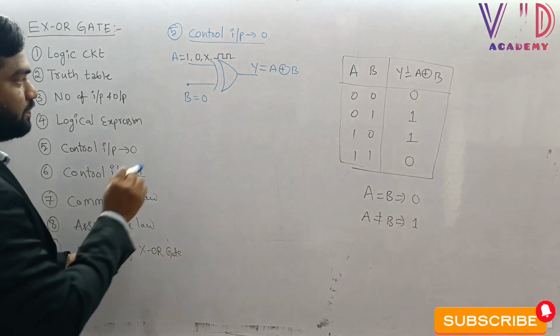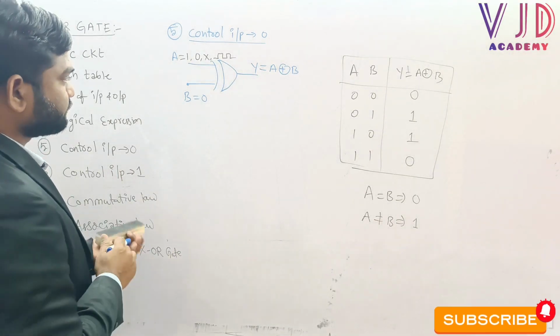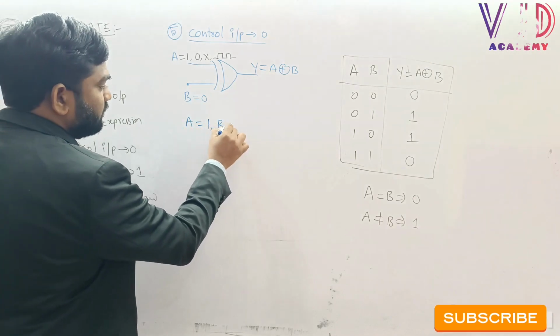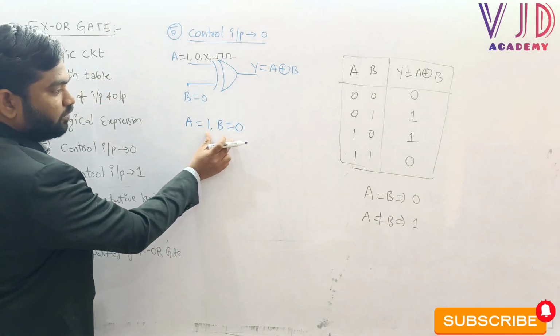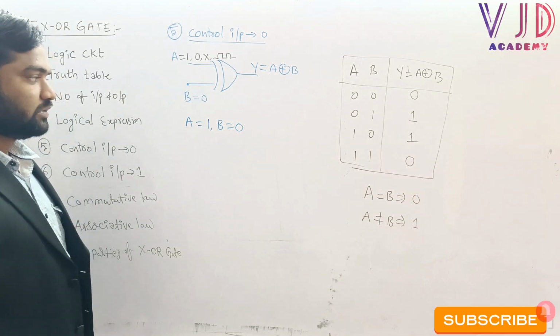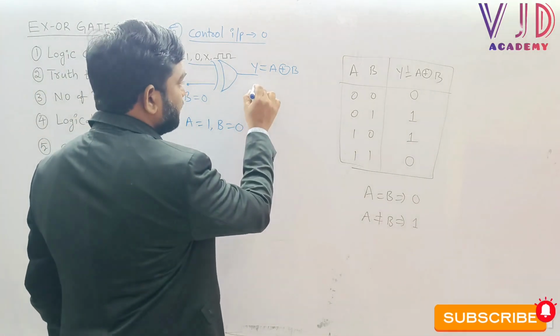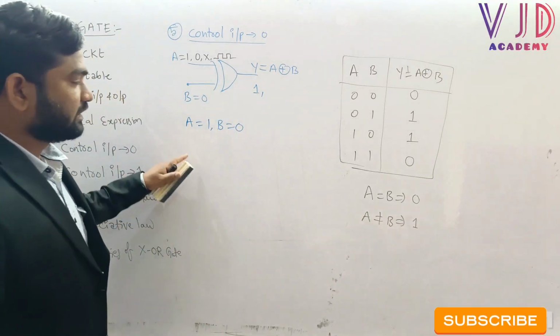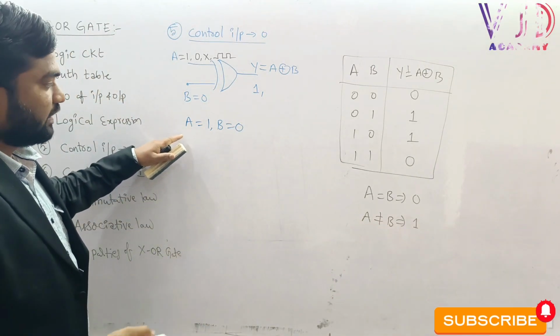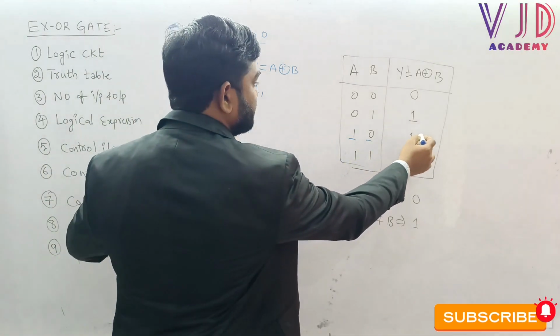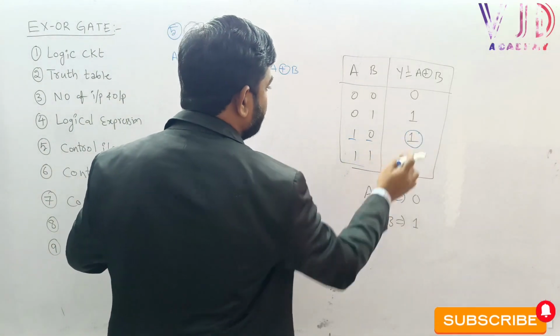So here B equal to 0, which means the first condition, I can take A equal to 1 and B equal to 0. We can say both the inputs are not equal, so I can say directly the output is 1. Of course, let us check from the truth table. Here A equal to 1 and B equal to 0, the output is 1.